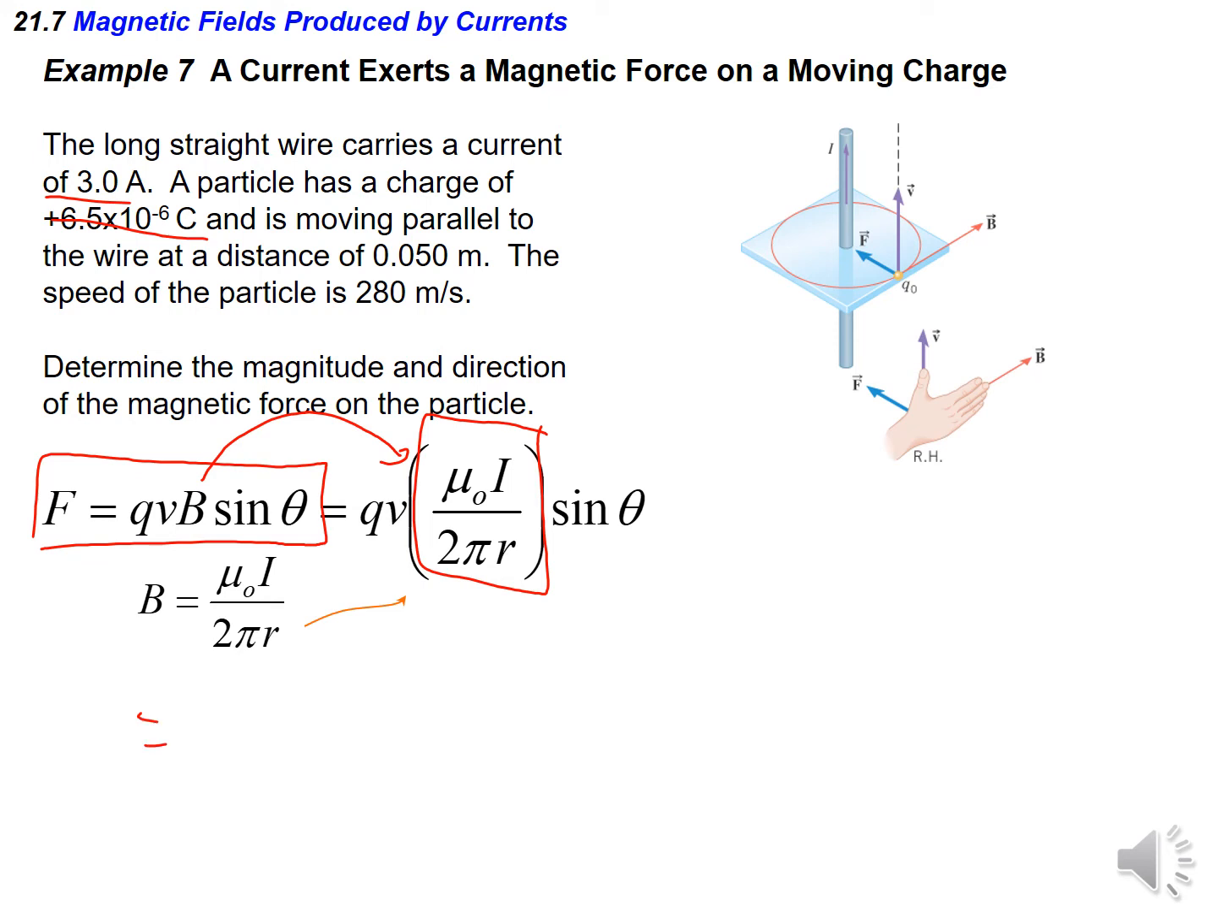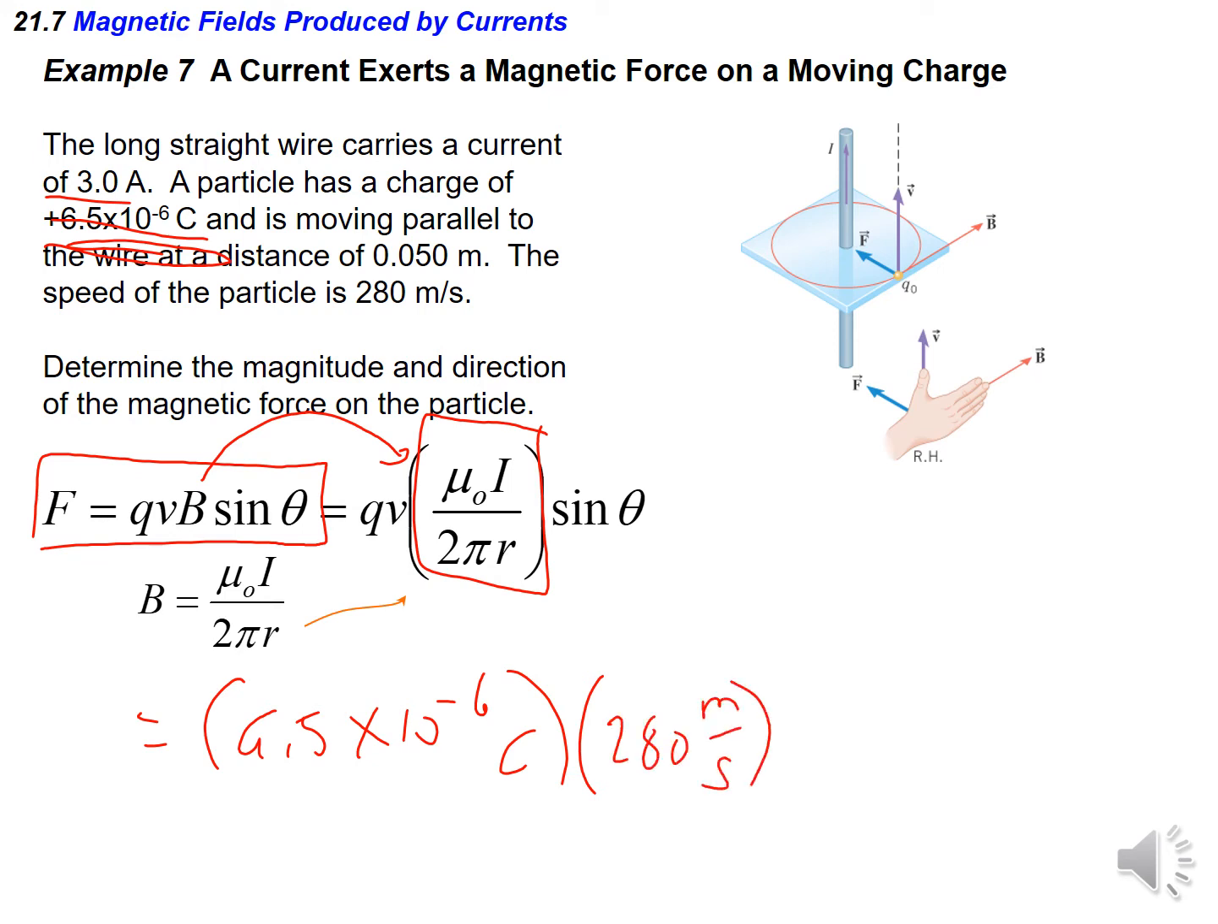So that's equal to, so charge is 6.5 times 10 to the negative 6 coulomb. So we have 6.5 times 10 to the negative 6 coulomb, and then multiplied by speed, which is 280 meters per second, and then multiplied by the magnetic field. Magnetic field is permeability, which is 4 pi times 10 to the negative 7 Tesla meter per ampere.